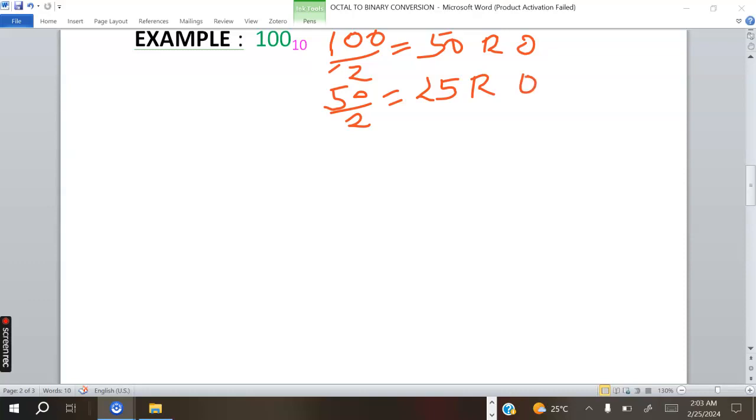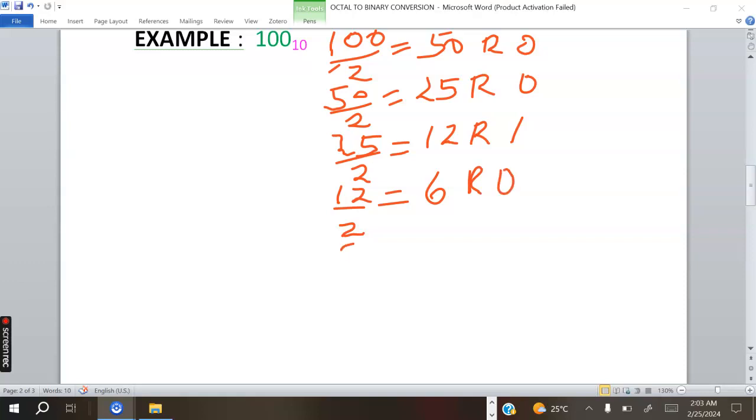Then the next part, the 25. This is 25 divided by 2, which is 12, remainder 1. Then we have the 12 divided by 2, which is 6, remainder 0. Then the 6 divided by 2, which is a 3, remainder 0.